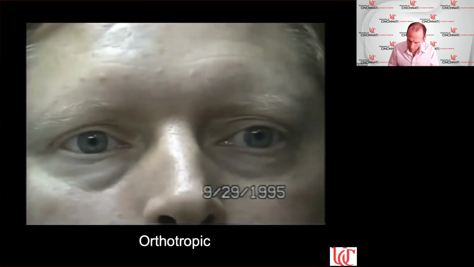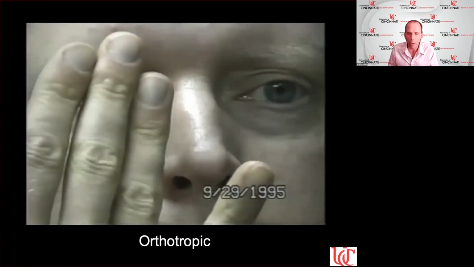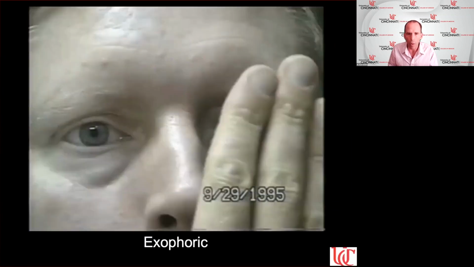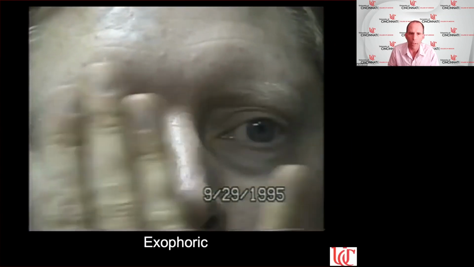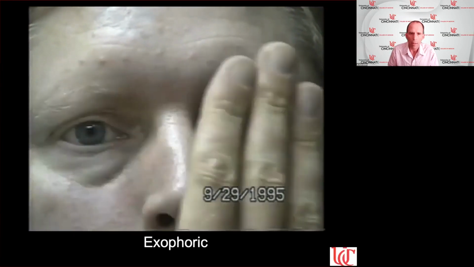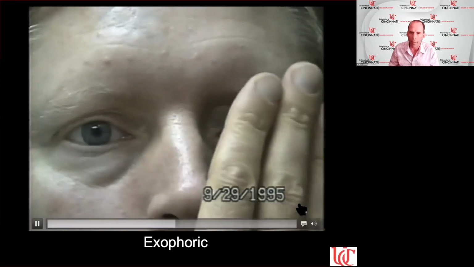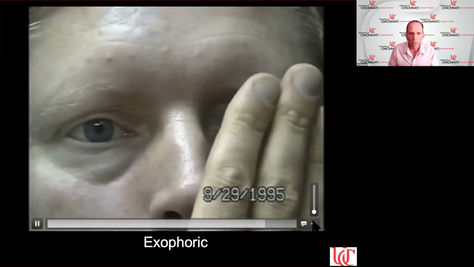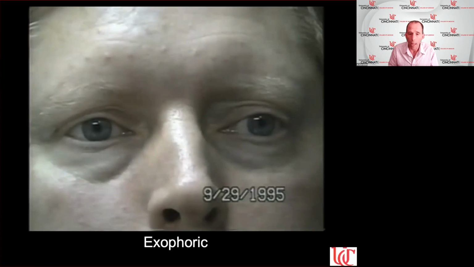So cover-uncover test, orthotropic, you only look at the eye that is uncovered. But when we look at the same individual and we do a cross-cover test, you can see that he has an obvious exo deviation and exophoria. So he is exophoric. This is a latent misalignment. Now, having a phoria versus a tropia doesn't say anything about the underlying cause.